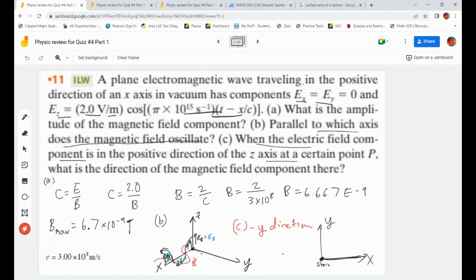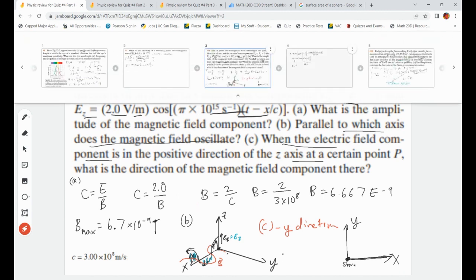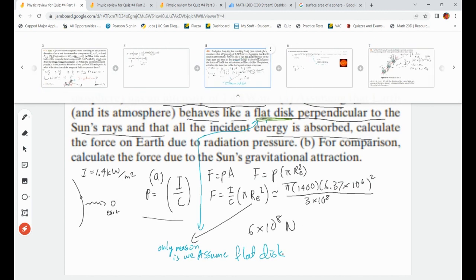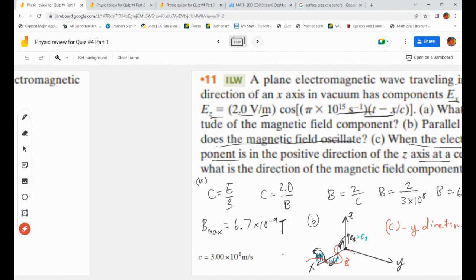But it makes sense when you think about the equation c equals E divided by B. That equation is so interesting, but it's not really that important, so I can move on now. I don't think that the question is necessary.